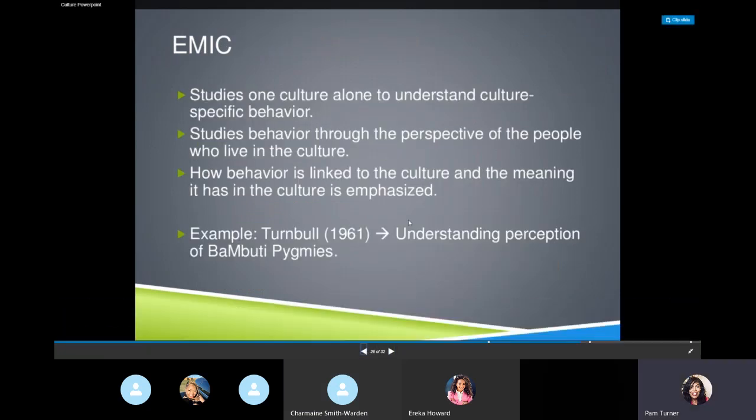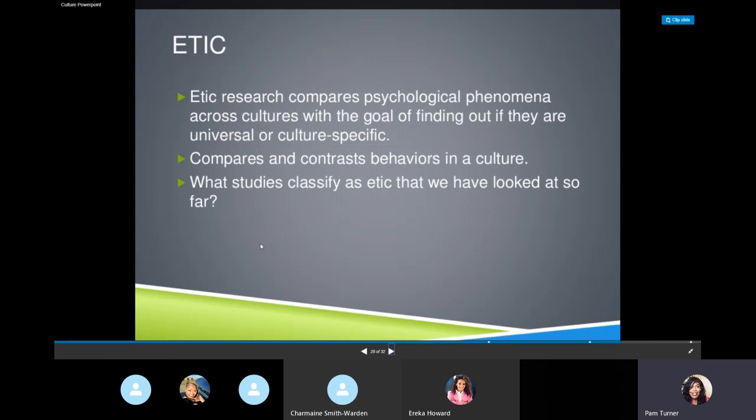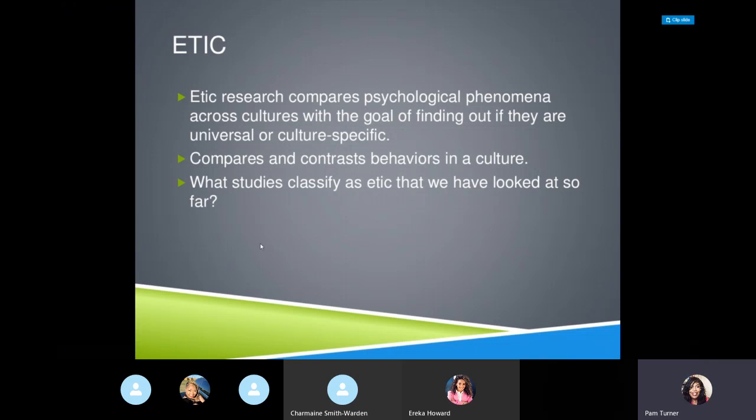So emic is when you study a culture alone to understand the culture-specific behavior. Study behavior from the perspective of the people who live in the culture. Okay, so emic, because I am of color, I remember me. If I were going to do a study, culture would play a huge role in it because that's me. Now, that doesn't apply to everyone, but on the test, Pam would say, that's her, me. That's what emic means. I'm going to look at it from a cultural perspective. Okay. Etic, I'm going to use that universal approach, which is that I'm going to assume everyone does the same thing.